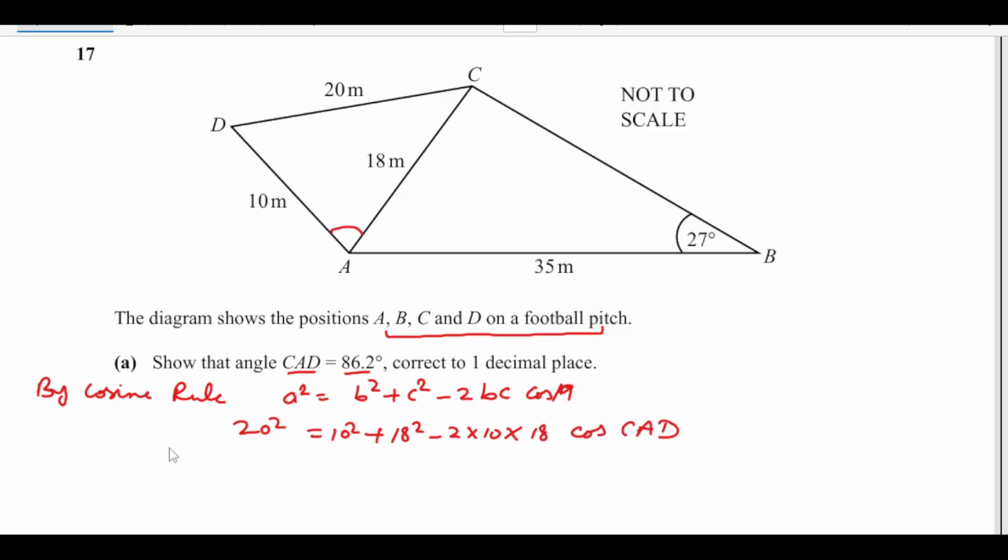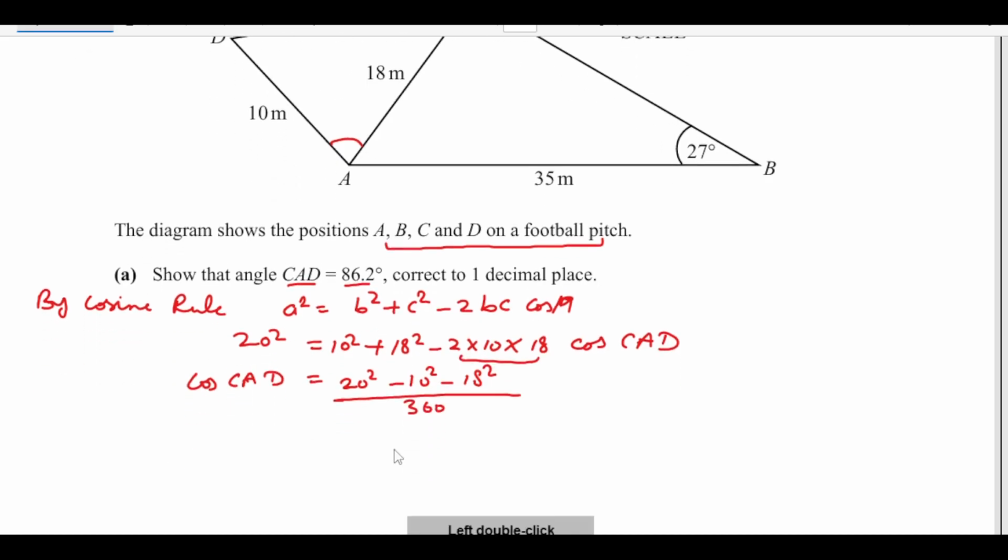So from here we will have the cos of angle CAD, that is going to be 20 squared minus 10 squared minus 18 squared over, this is going to be 360, so over 360. So when you calculate, it comes out to be 86.17, right? So that's the value of angle CAD.